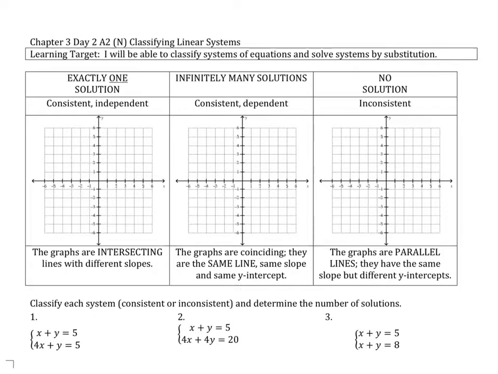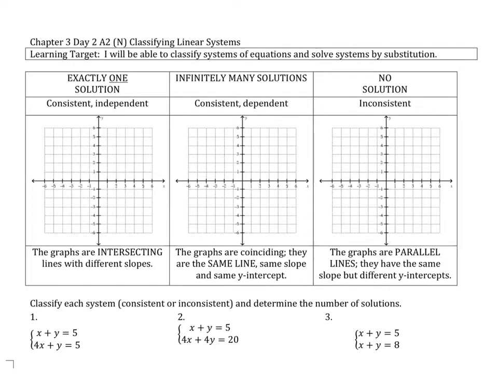Depending on the solutions you may have for linear system equations, we can categorize them as follows: exactly one solution, infinitely many solutions, or no solutions. When it is exactly one solution, we call the system consistent and independent. The graphs are intersecting lines with different slopes.